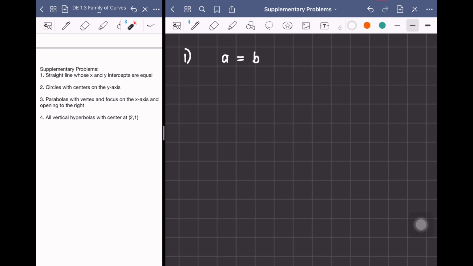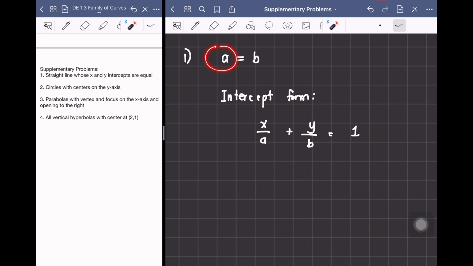So, for the straight line forms that we have, we need to use the intercept form based on the given. You are given the x and y intercept, so we're going to use the intercept form x over a plus y over b equivalent to 1. So we are already given 2 points here, the x-intercept and the y-intercept. All we have to do is identify whether these two will be constant or will be a parameter.